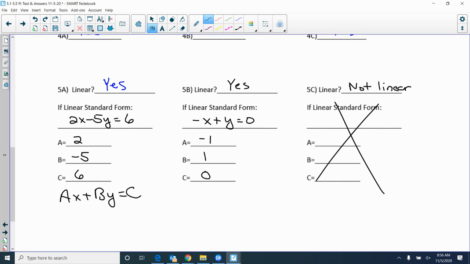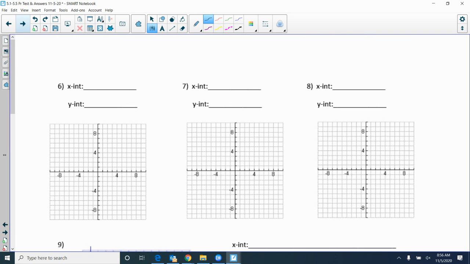All right, 6. It's on the back, right? Find the x-intercepts, find the y-intercepts. Evan, do you know how to do that? Maybe. What's the equation for 6? Negative x plus 2y equals 8. Okay. So I got a maybe, I'll go with that.